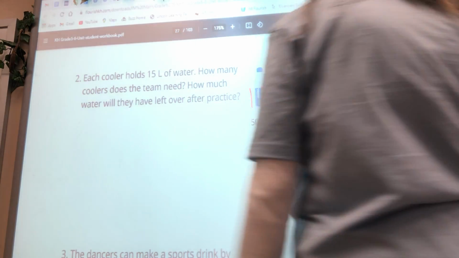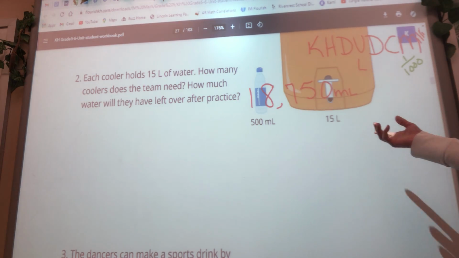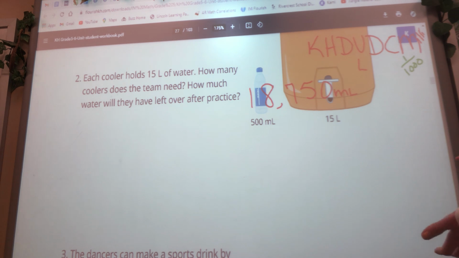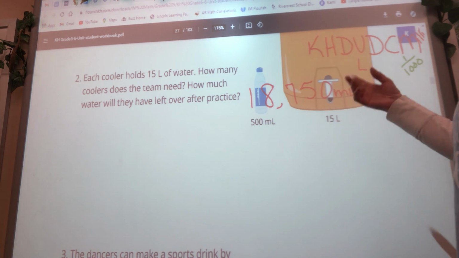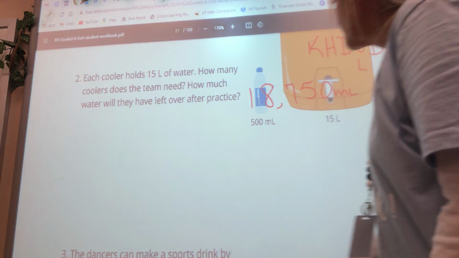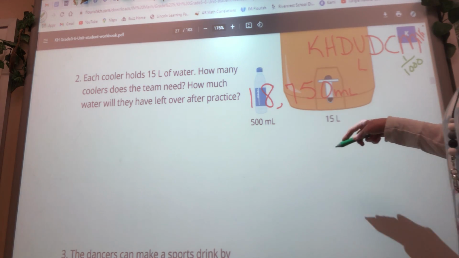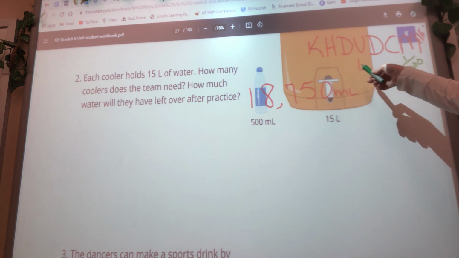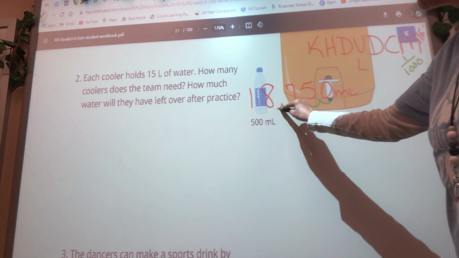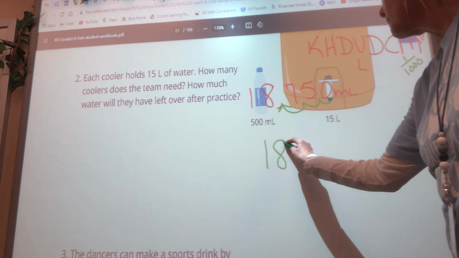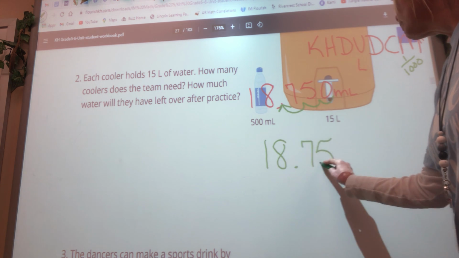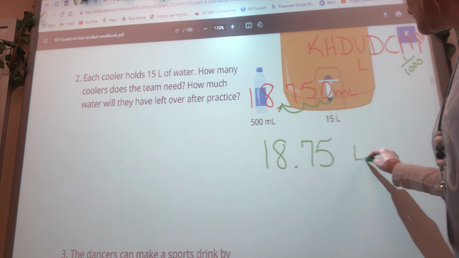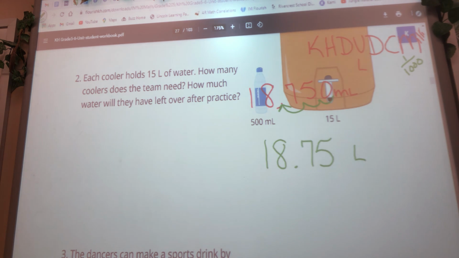Well, first of all, we found our answer in milliliters. So the first thing we're going to need to do is convert ours over to liters, because that's what they're measuring the jugs in. So to get from milliliters to liters, that's 1,000th down here. So that will be 1, 2, 3 moves, 1, 2, 3 multiples of 10. So it would be equivalent to 18.75 liters.